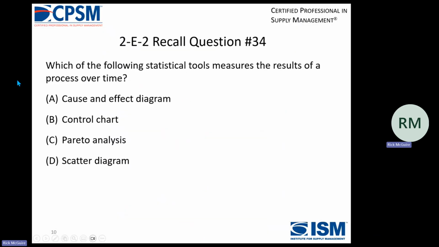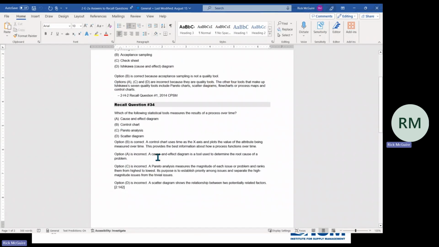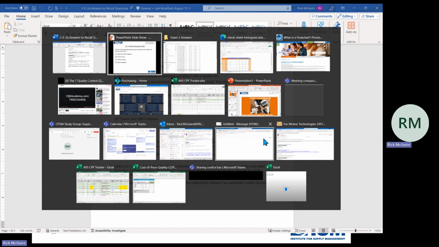And then, which of the following statistical tools measures the results of a process over time? We know it's not that. Could be any of these 3. Probably not the Pareto analysis. Doesn't really measure over time. But the control chart we know does. So I think that's probably our answer. Yep. B, control chart.